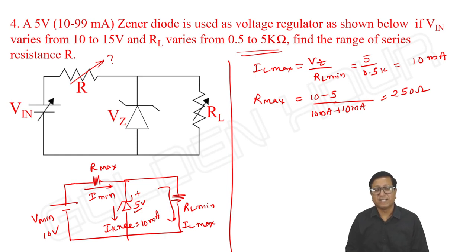IZ is minimum if and only if input is minimum, if input alone is present, or IZ is proportional to RL, RL minimum, right? IZ is minimum if and only if RL is minimum, if input is constant. Or if both vary, IZ is minimum if and only if input and RL are minimum. That's it. Based on that, R is inversely proportional to I. I is maximum, R is minimum. I is minimum, R is maximum. That's it. The remaining things will be automatically taken care of.